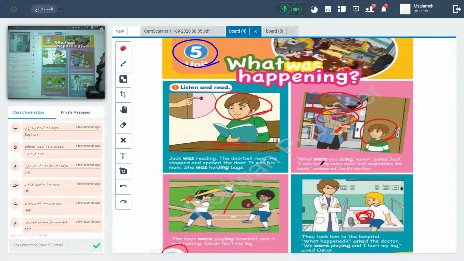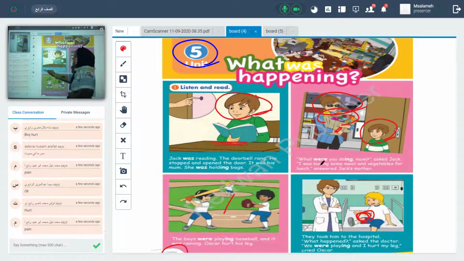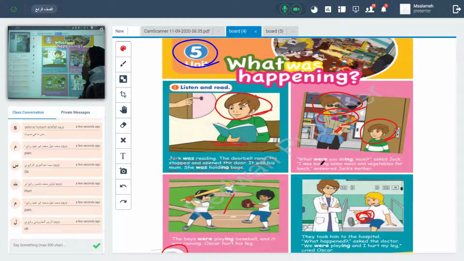What was happening? Jack was reading. The doorbell rang. He stopped and opened the door. It was his mom. She was holding bags.